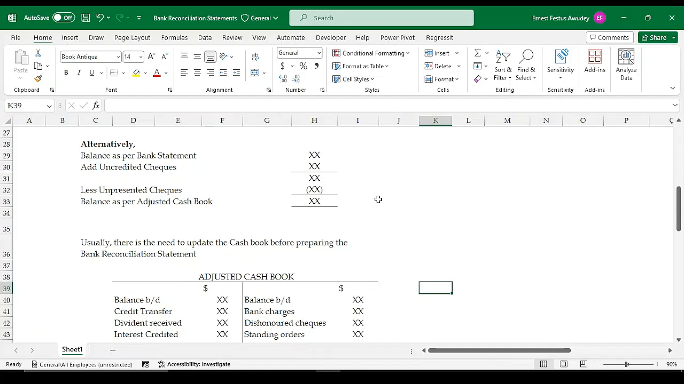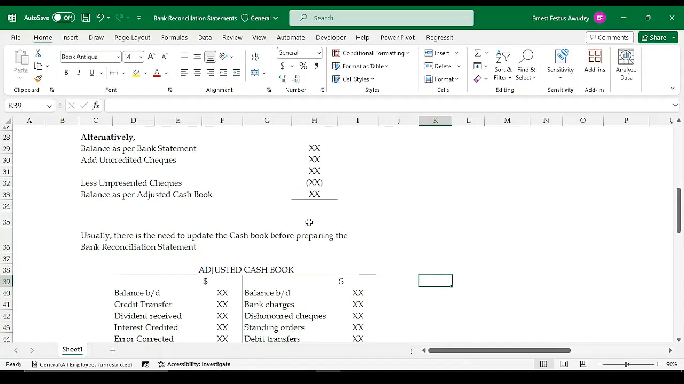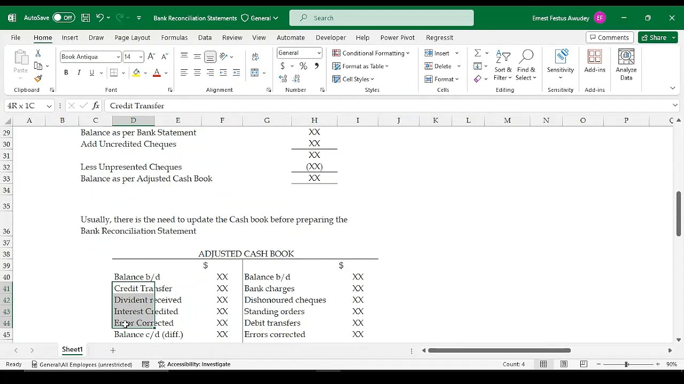So what happens is that when using that particular format, that is, you don't want to prepare the adjusted cash book, that is fine. What you need to do is that whenever you are adding unpresented checks, so assuming you have add unpresented checks here, it's going to move with these balances. All of these credit balances under the adjusted cash book column will move with your addition of unpresented checks, whilst these balances are going to move with the uncredited checks here. That is what we do when you don't want to prepare the adjusted cash book column.